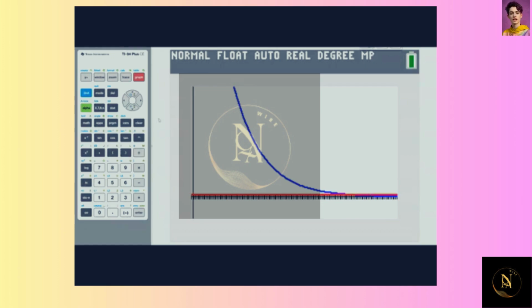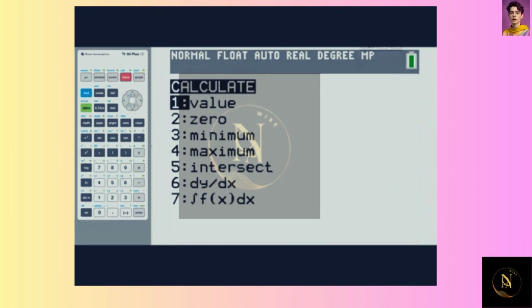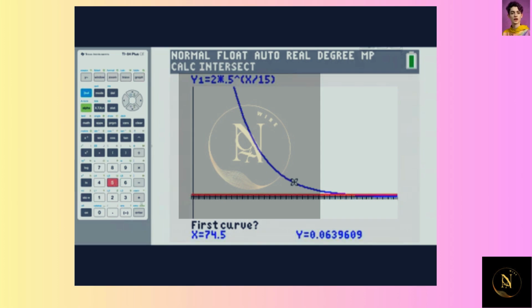So now let's find that intersection point. We can go into the Calculate menu and choose number 5, Intersect. We have the cursor on the first curve, so we press Enter. We have the cursor on the second curve, so we press Enter. And then we go over toward the intersection point and we press Enter. Now looking at the bottom of the screen, we can see that x equals 114.66 when y equals 0.01. So that tells us that it's going to take approximately 114.66 hours to get to this level.